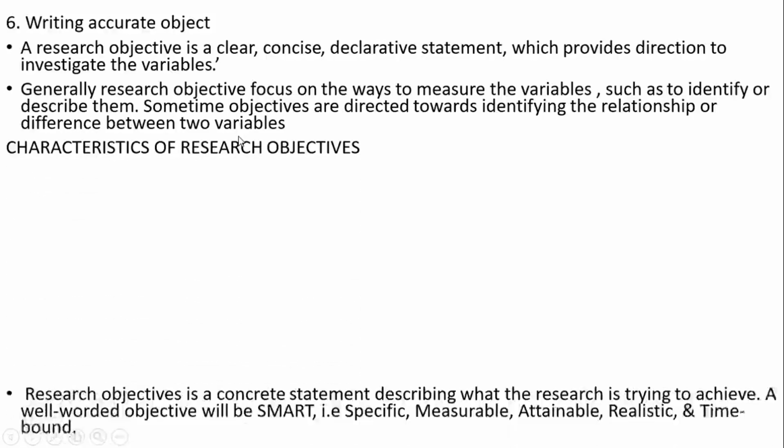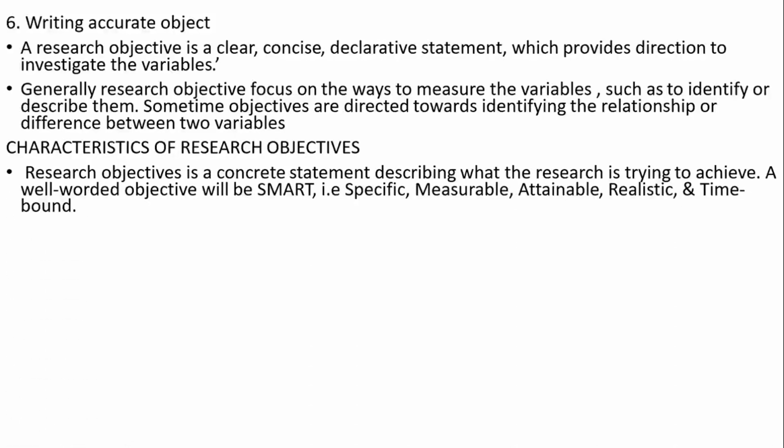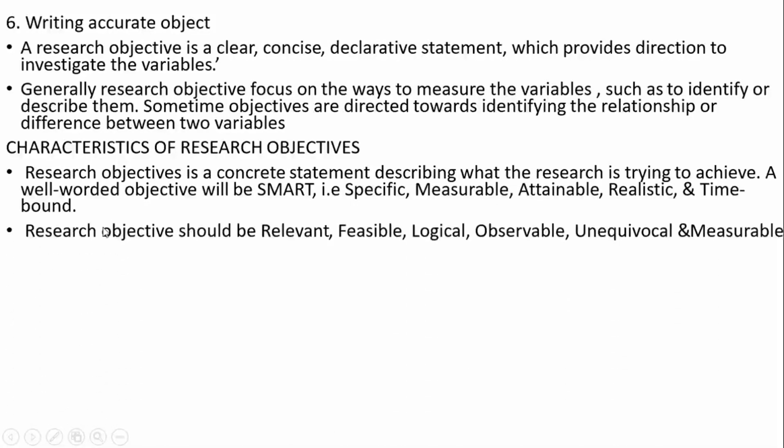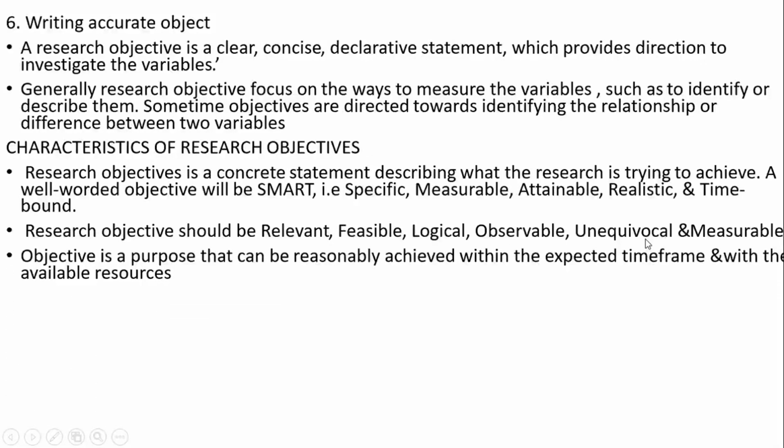Characteristics of research objectives are: a research objective is a concrete statement specifying what the research is trying to achieve. A well-worded objective will be SMART, that means specific, measurable, attainable, realistic, and time-bound. Research objectives should be relevant, feasible, logical, observable, unequivocal, and measurable. An objective is a purpose that can be reasonably achieved within the expected time frame with the available resources.